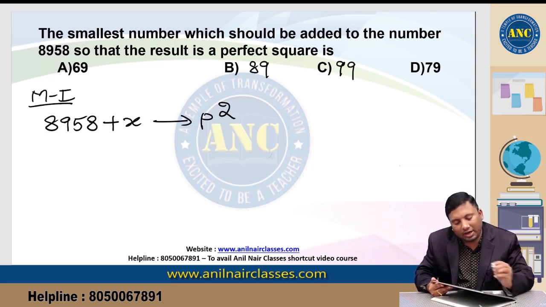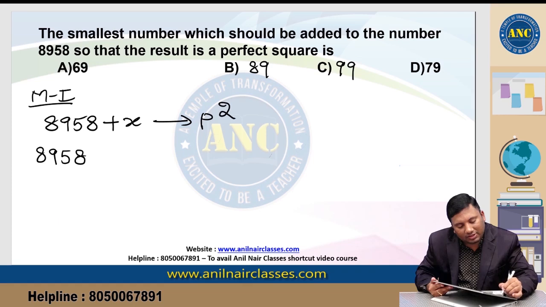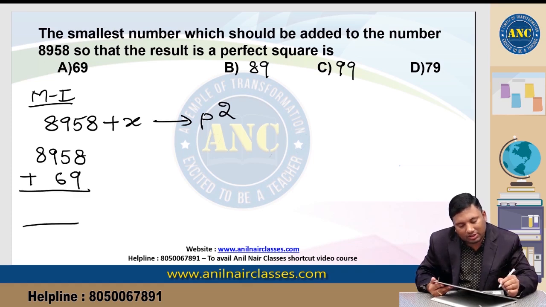Options are missing, so I am adding. So if I add 8958 plus the first option, 169, how much will it become? 8 plus 9, 17. 17.